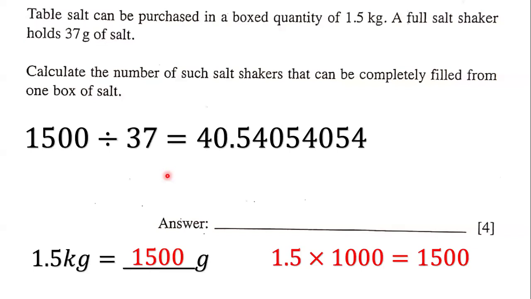And so that means that there's only 40 salt shakers that can be completely filled from one box of salt. And this box of salt that we're talking about contains 1,500 grams of salt. And so that means that our answer here is 40. 40 salt shakers can be completely filled from one box of salt.